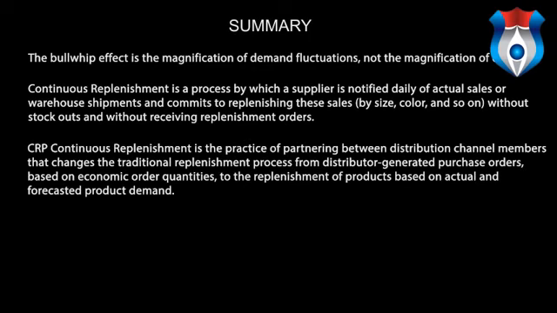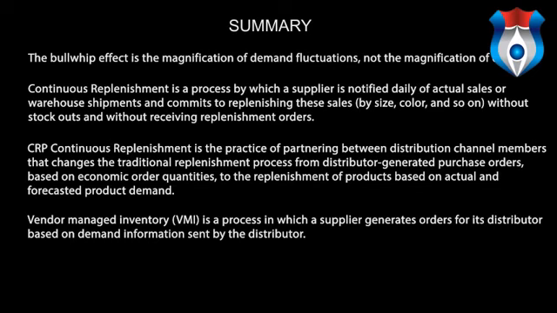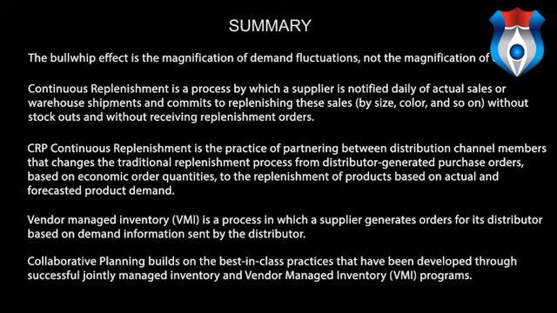CRP, continuous replenishment, is the practice of partnering between distribution channel members that changes the traditional replenishment process from distributor-generated purchase orders based on economic order quantities to the replenishment of products based on actual and forecasted product demand. Vendor managed inventory, VMI, is a process in which a supplier generates orders for its distributor based on demand information sent by the distributor. Collaborative planning builds on the best-in-class practices that have been developed through successful jointly managed inventory and vendor managed inventory (VMI) programs.